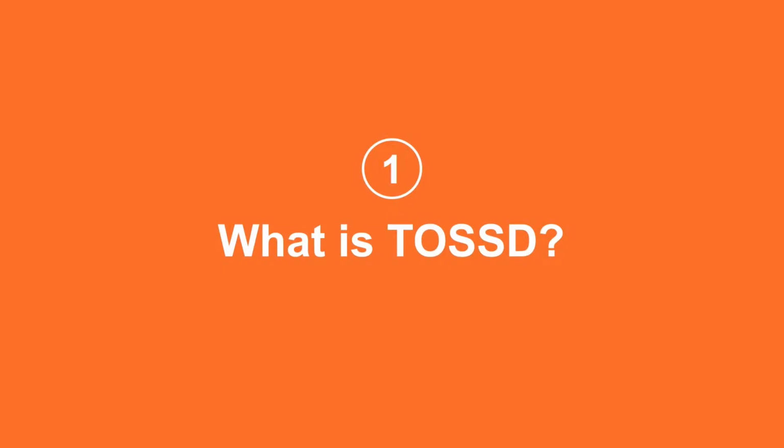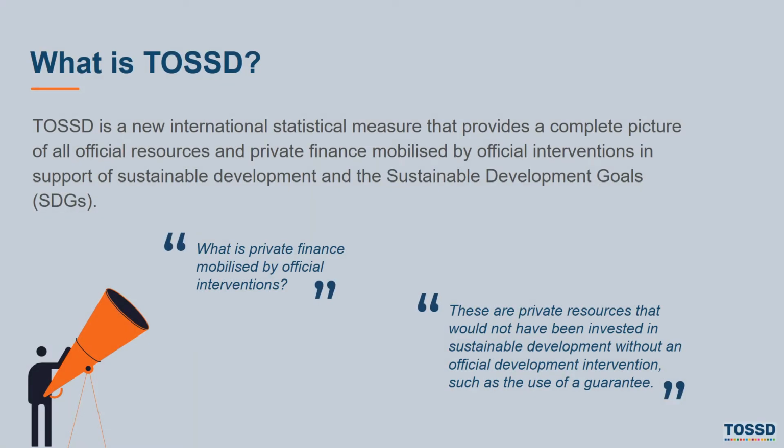The first section provides an overview of TOSSD. TOSSD is a new international statistical measure that provides a complete picture of all official resources and private finance mobilized by official interventions in support of sustainable development and the Sustainable Development Goals. If you wonder what private finance mobilized by official interventions is, these are private resources that would not have been invested in sustainable development without an official development intervention, such as the use of a guarantee.